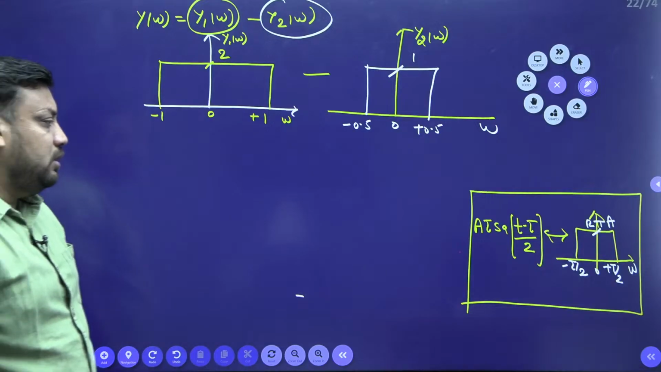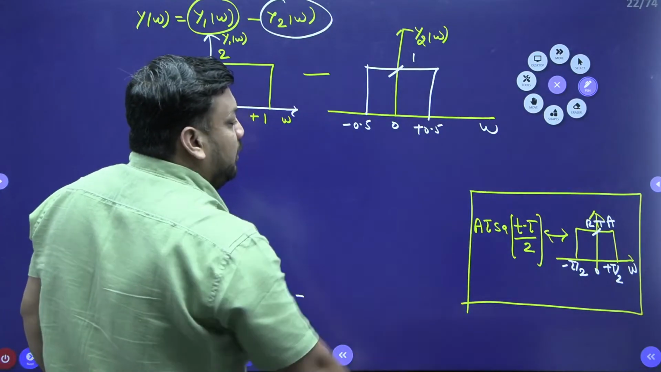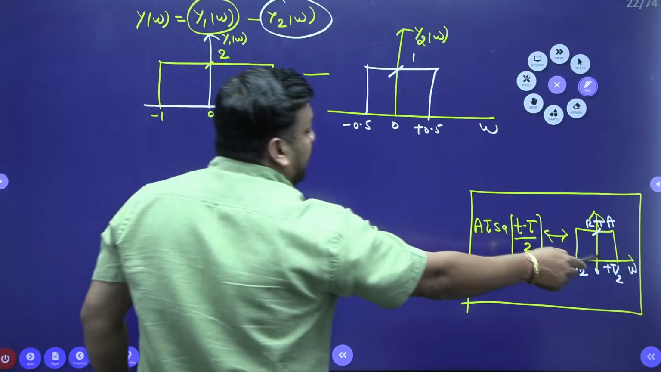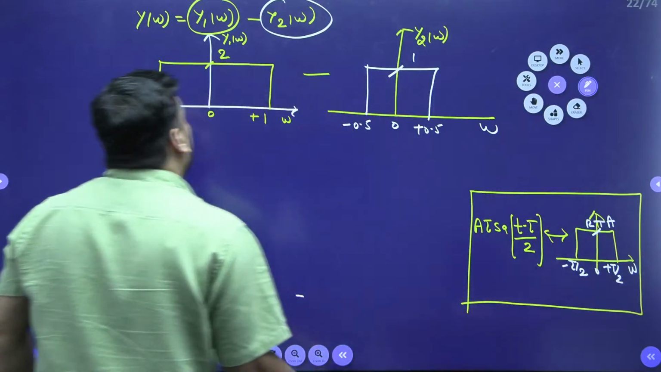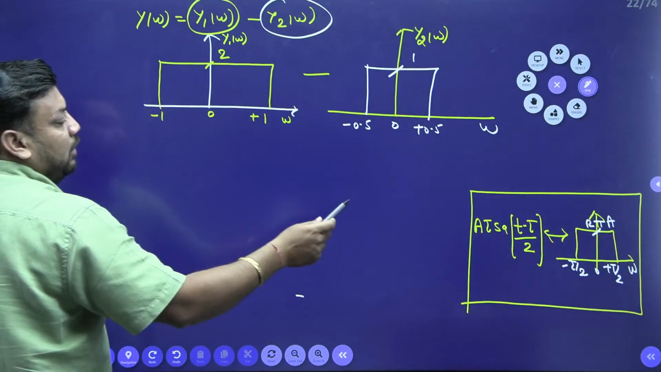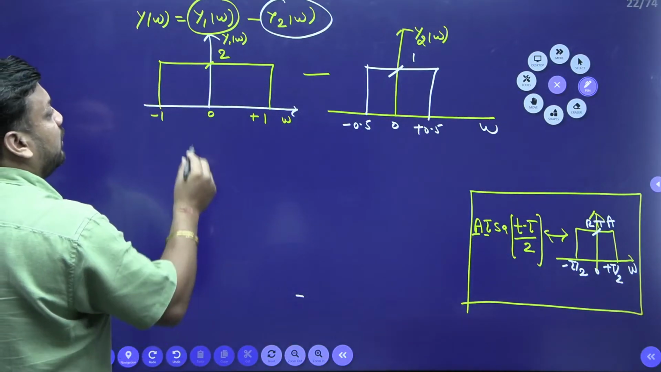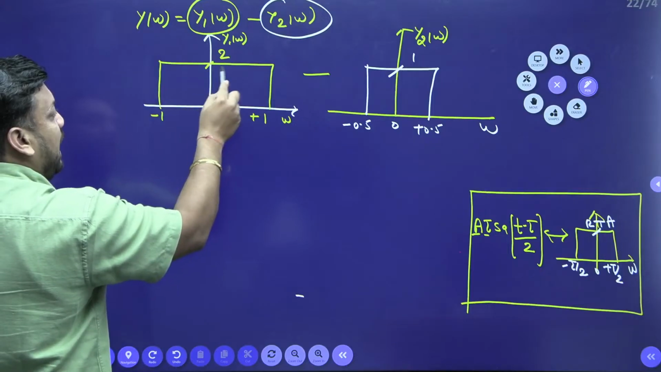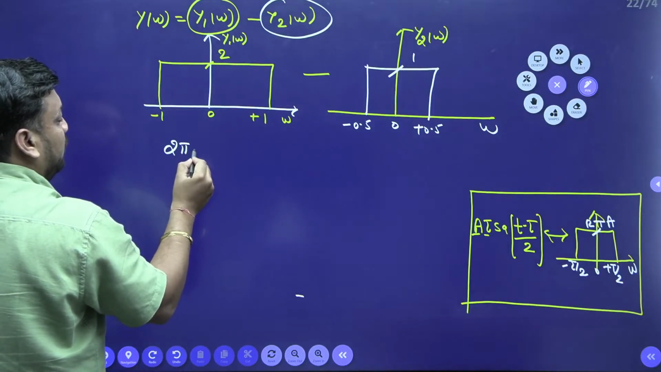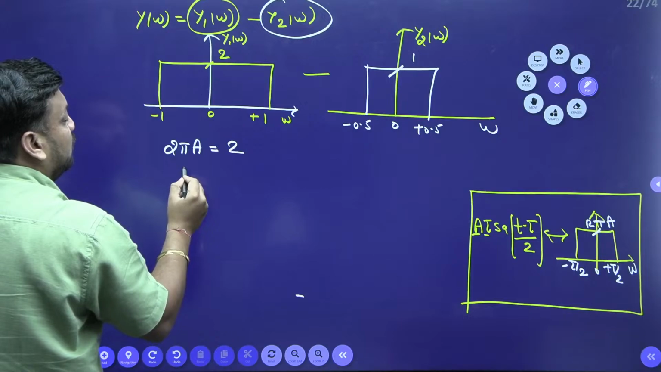Suraj, just refresh, beta. So a tau sampling of t tau by 2, in the omega axis we have a rectangular pulse. So it means I am looking for the a and tau values. Once I have a and tau, I can design the time domain signal, the sampling function. So here I need to compare this amplitude with 2 pi a. So here 2 pi a equals what? 2. So what is a here?